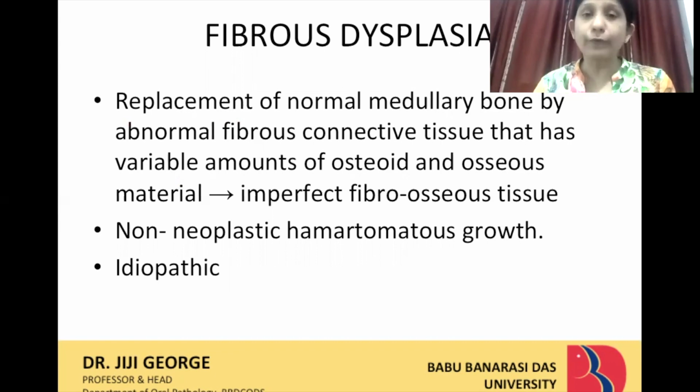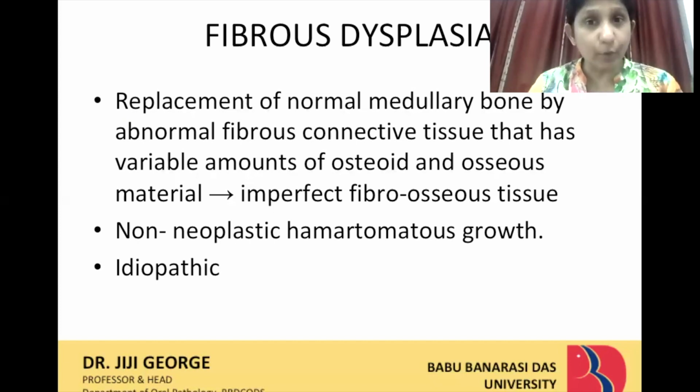Now, replacement of the normal bone, that is your medullary bone, by abnormal fibrous connective tissue with varying amounts of osteoid and osseous material is what constitutes fibrous dysplasia. So if I take it step by step, a normal bone has got an outer cortex and an inner medulla. This change of fibrous dysplasia actually starts inside your bony medulla. So what happens is, in the medulla, the bone will resorb. The resorption of bone takes place inside the medulla, and this resorbed area is now replaced by abnormal connective tissue, which is fibrous in nature.